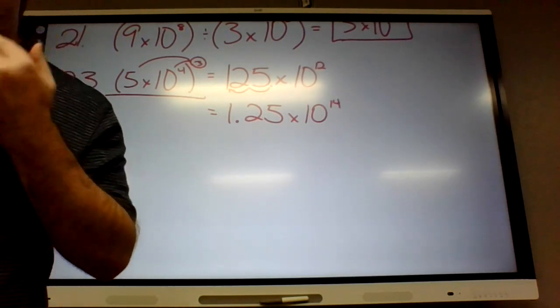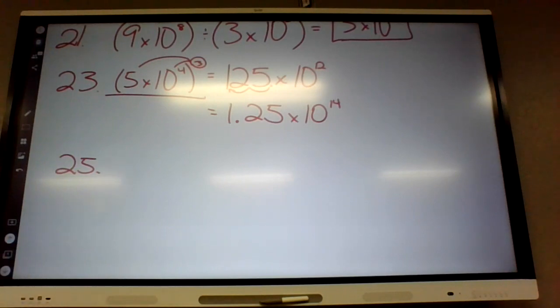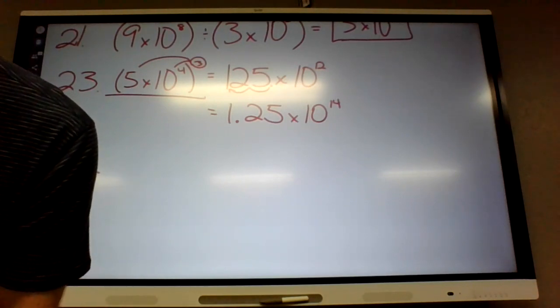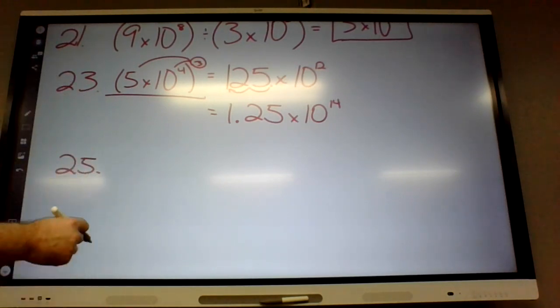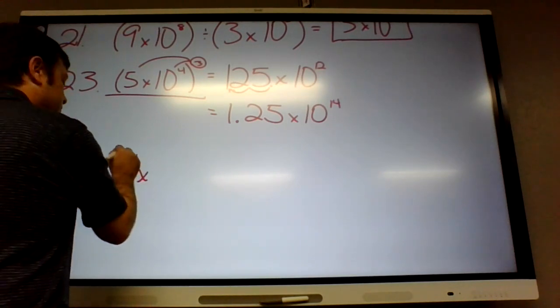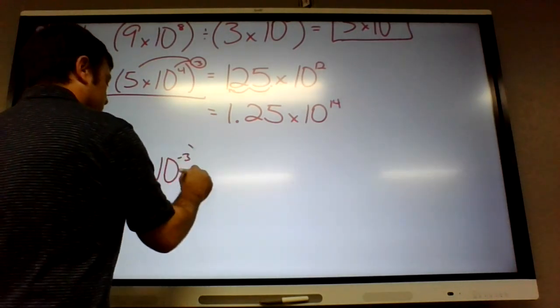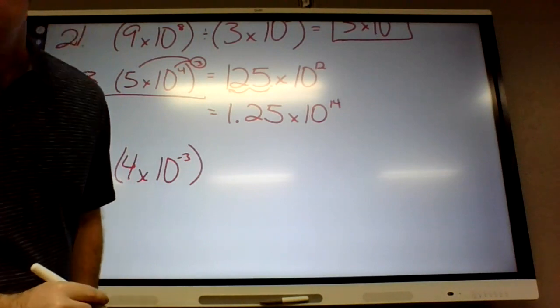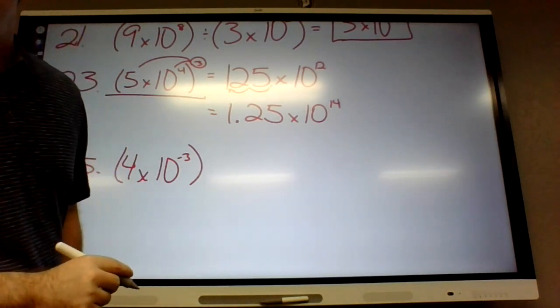All right, 25. Yeah, 24 and 25 are the hardest because of adding and subtracting. Okay, 25. 4 times 10 to the negative third plus 5 times 10 to the negative second.